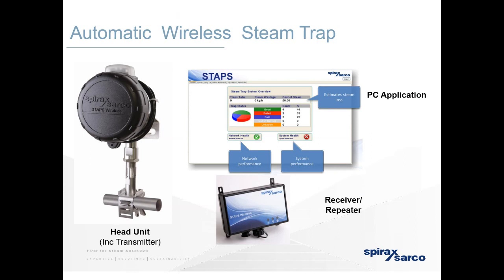So our particular units have 3 components. You have the head unit, which is the transmitter, this area in black. Then you have the receiver, which is this version here, and then the software. These 3 components allow you to monitor your trap stations remotely.